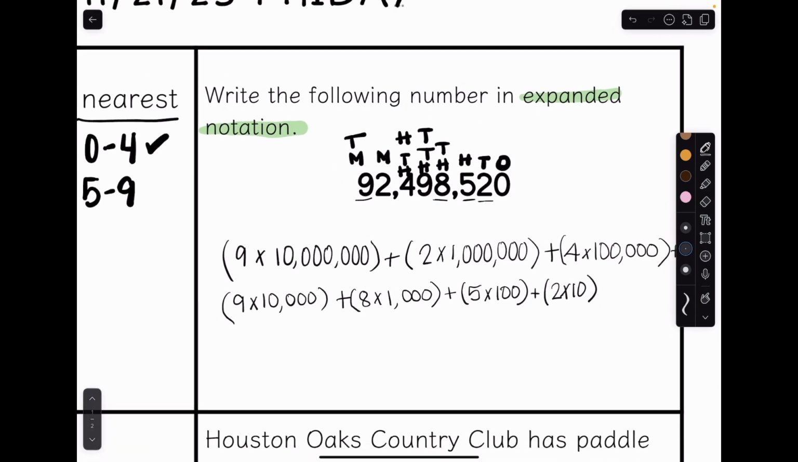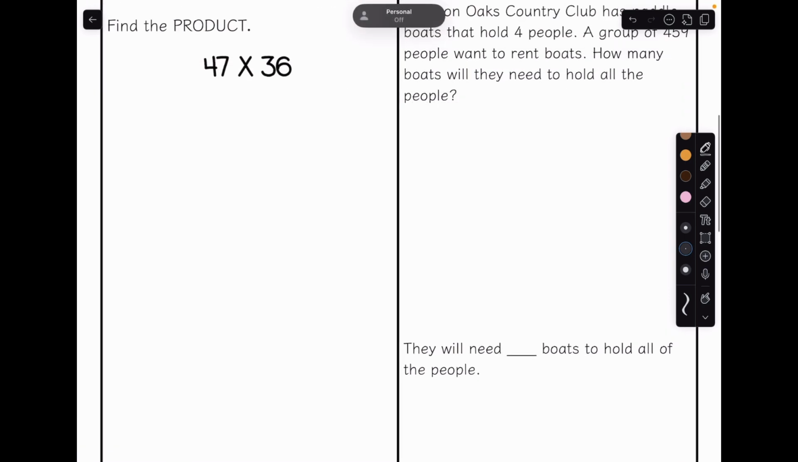expanded notation. So again, just the kiddos remembering that expanded notation is stretching that number all the way out, and we have to represent the digit multiplied by the value. Okay, so stretching it all the way out. All right, find the product. Vocabulary word. That means the answer to a multiplication problem.